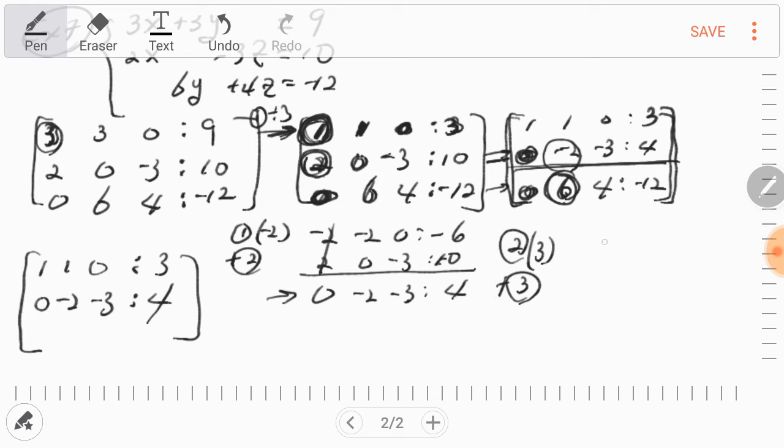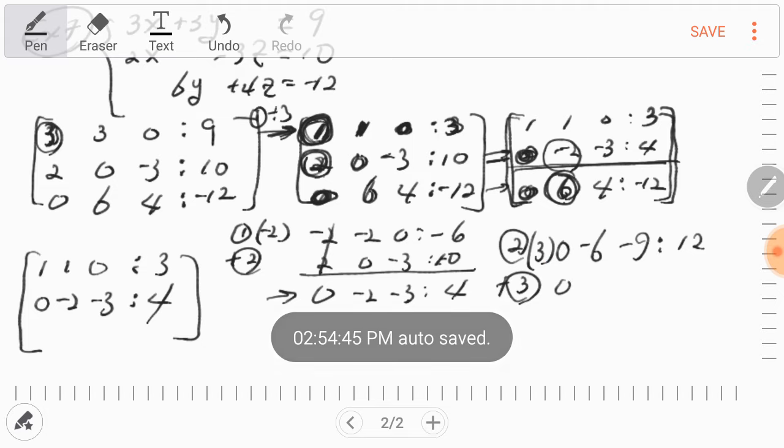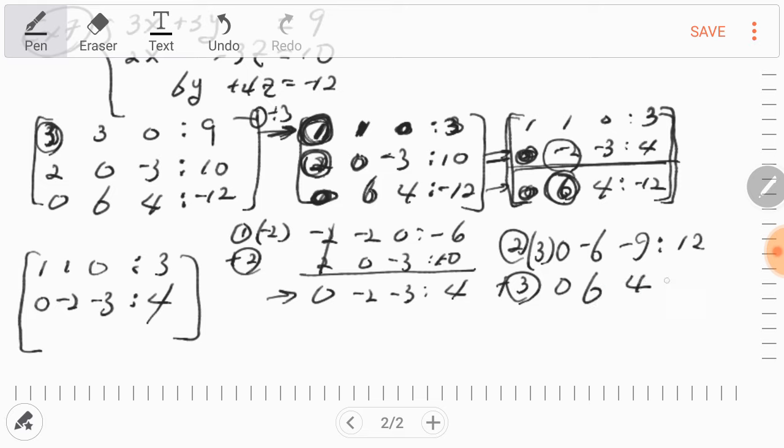So multiply the second by 3, so negative 6, negative 9, 12, and the third row is, the first one is 0, right? 0. The third row is 6, 4, negative 12. And add these two rows, then 0, 0, negative 5, 0. So this is the third row. So write the third row: 0, 0, negative 5, colon 0.